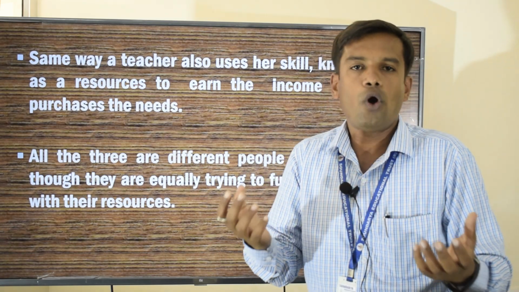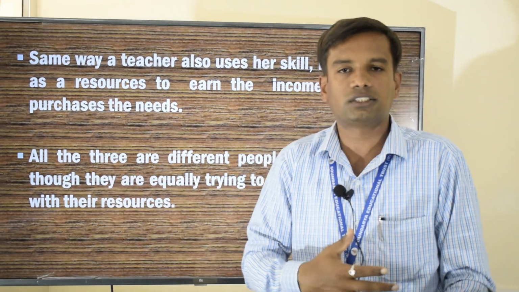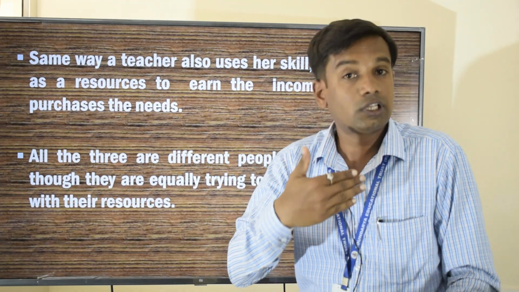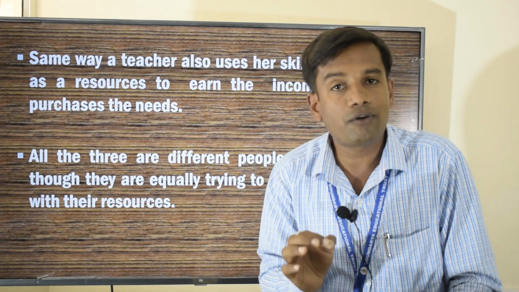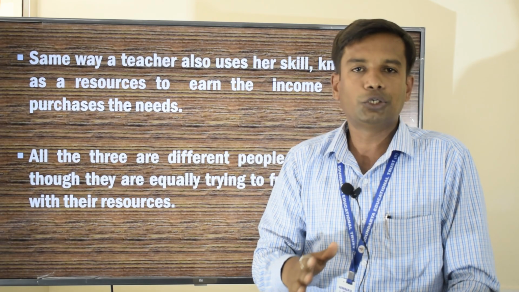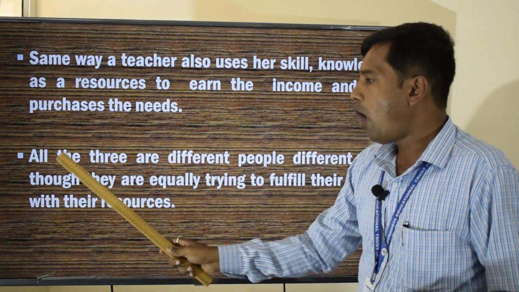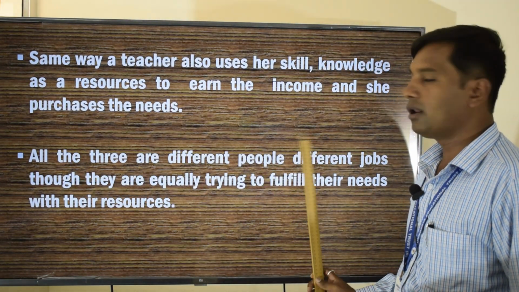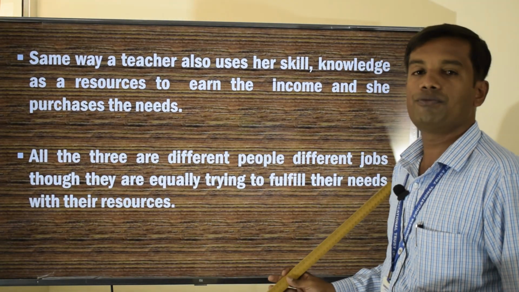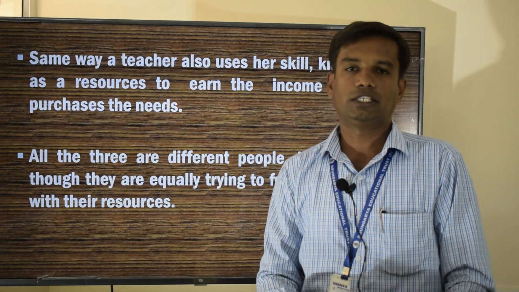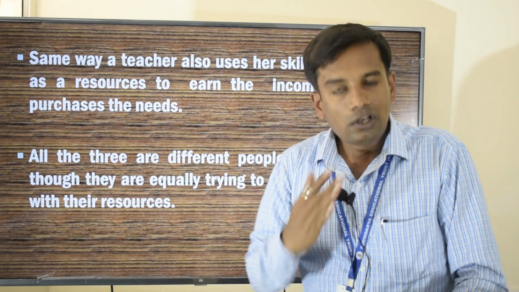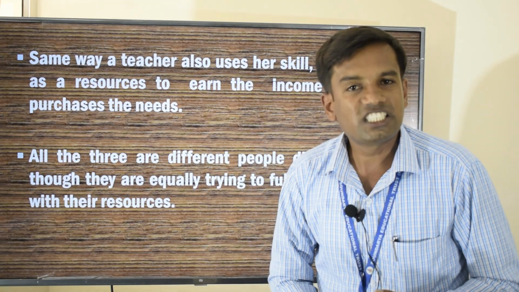I have two wants. I want to purchase a dress. I want to purchase jewelries. So I will use the income I got in the form of income or salaries. I use these salaries for the purchasing. Understood? So dear students, all three different people, different jobs, are equally trying to fulfill their needs with their resources. So finally, we have learned what is PPC.